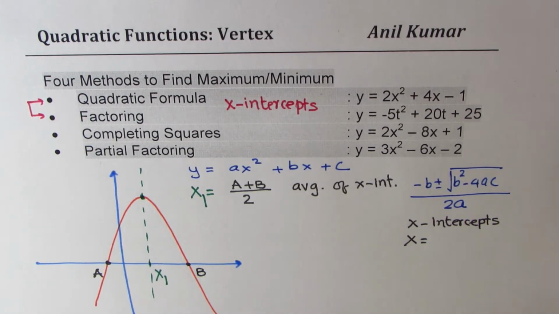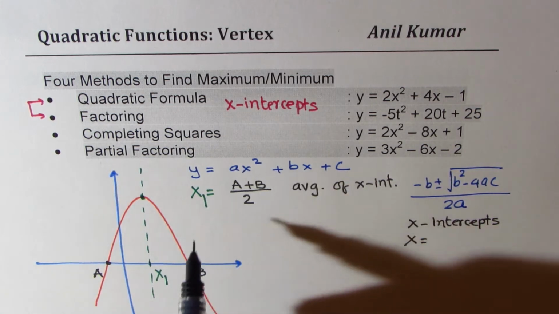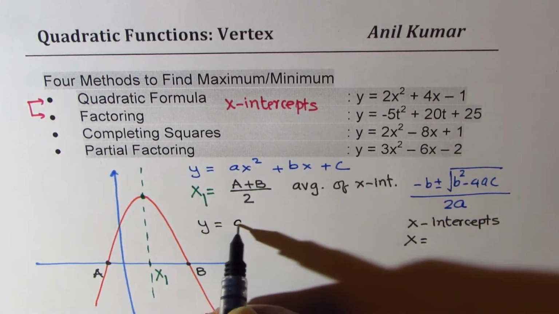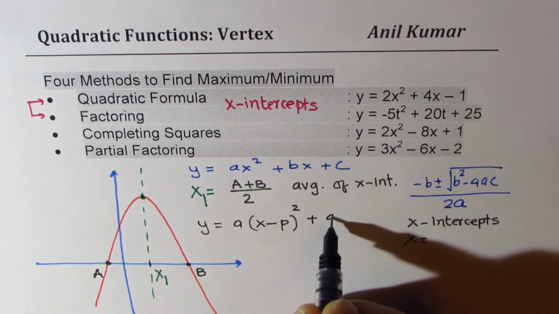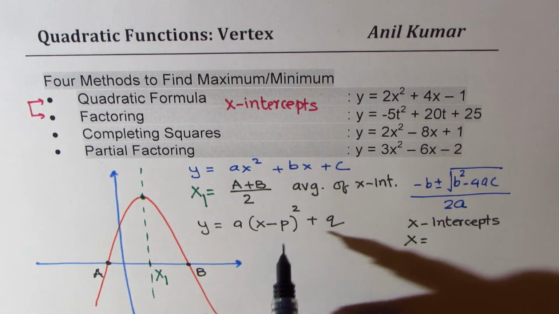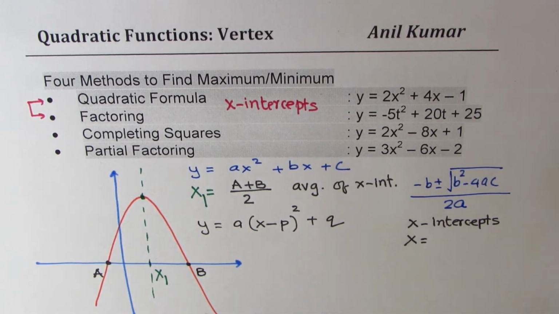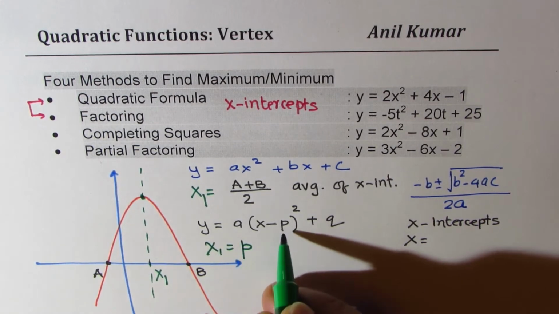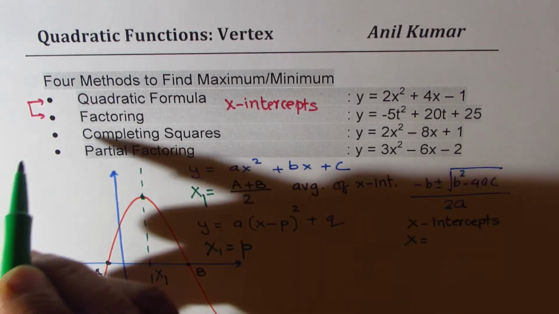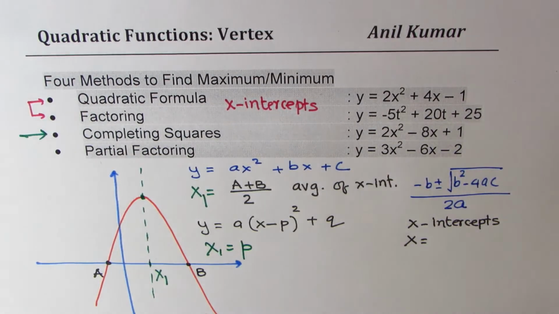Now the second method here is completing the square. For completing the square, we need to write this particular equation as y equals a times (x minus p) whole squared plus q. In this case, the x value which I am calling x1 is equal to p. Perfect. So that gives you the answer with the method of completing the square.